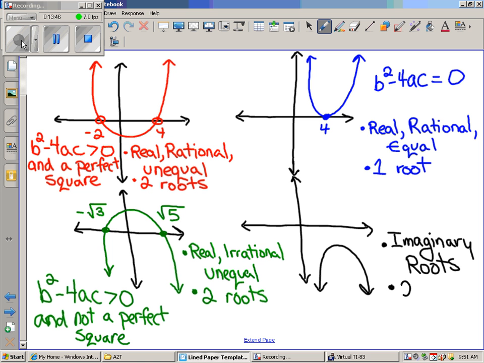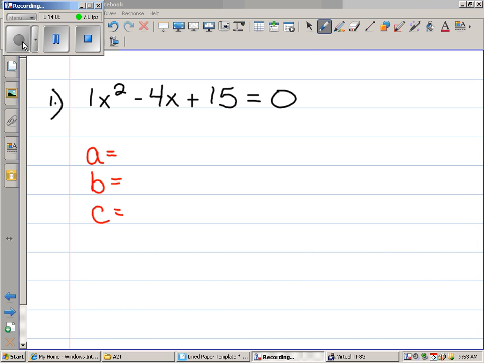There are 2 roots. And this is going to take place when b squared minus 4ac is what? That's true. But more specifically, it's less than 0. All these problems still start out the same way as the quadratic formula. Here, all I want you to do is find the discriminant. You are not finding the roots. You still need to fill this out. 1, -4, 15. Tell me, what is the discriminant?